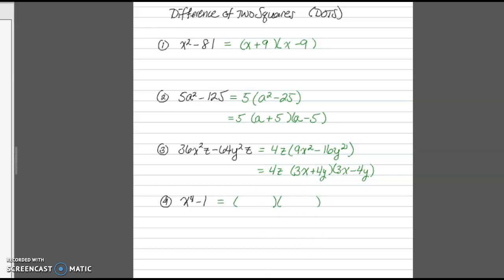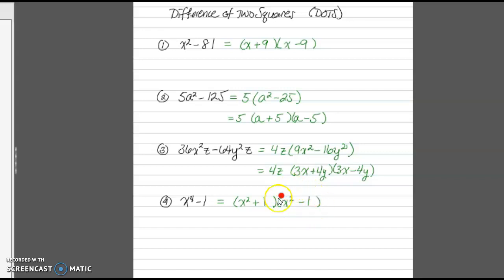In the last case, I do see that I have x to the fourth, but if the exponent is even, it is a perfect square. So I could take the square root by dividing the exponent by 2. So I have x squared and x squared. The square root of 1 is 1. So I have 1 and 1. Here, one set has a plus sign, the other set has a minus sign.